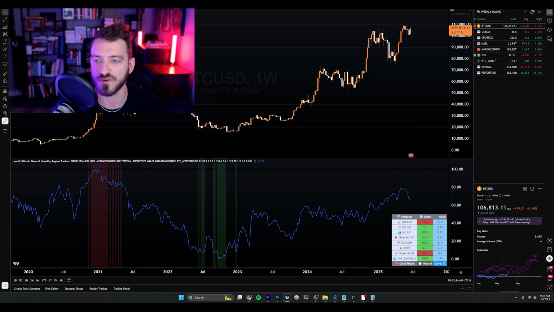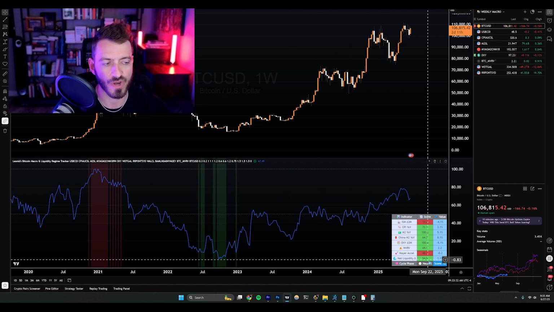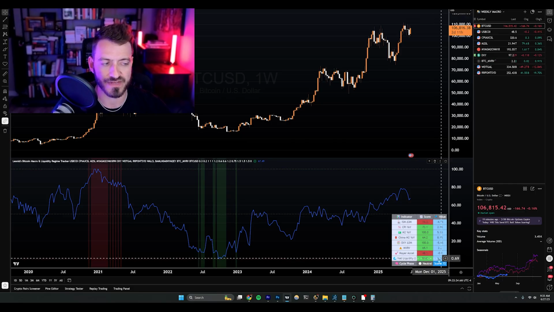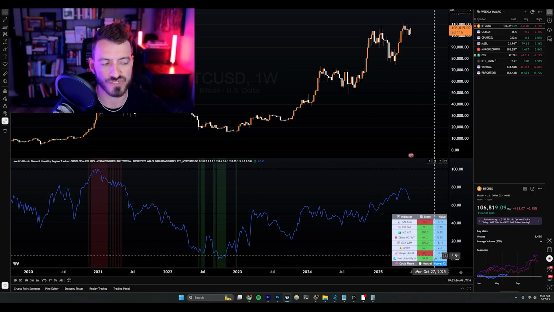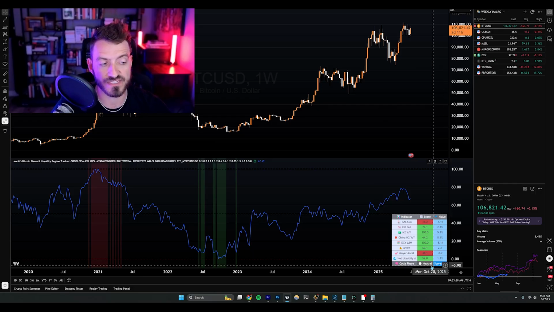Net liquidity, one of the most important drivers of Bitcoin. It's our master macro signal. When it rises, liquidity is flowing in. Bitcoin thrives in that environment, and this score tracks that. So we're positive, but not by a huge amount. So that's why basically the score is at 72 right now.